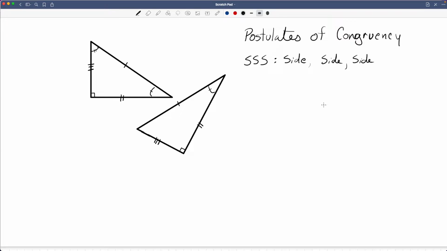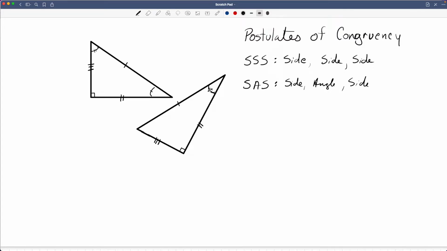The next one that we have is called side, angle, side. That's SAS. And it just is side, angle, side. And all that means is if you have two sides that are the same length, right? Let's say 1 and 2 here, and then you have a degree of measure in between. So side, angle, side.